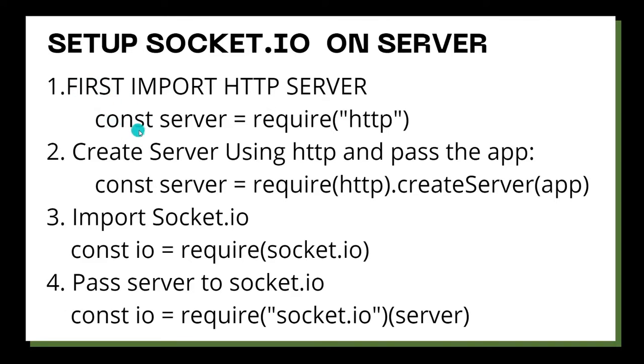After importing the HTTP, we have to create the server using this HTTP. So after requiring the HTTP, we will use this module's function dot createServer, and in the createServer we have to pass the app. And what is this app? This app is our Express app that we had written in the last video.